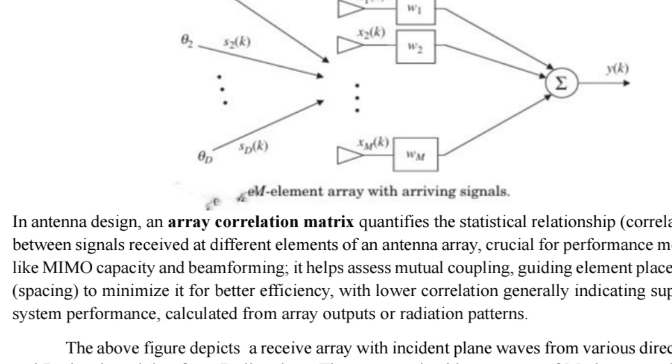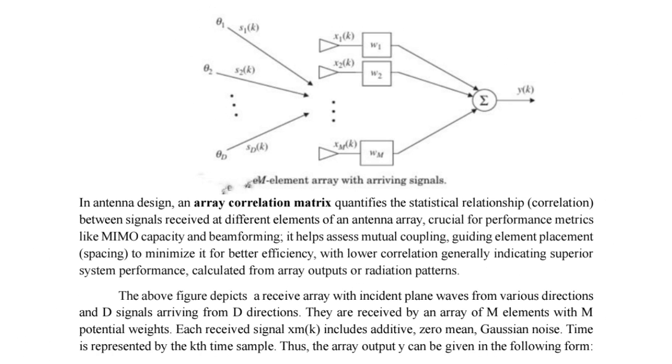In antenna design, the array correlation matrix quantifies the statistical relationship between signals received at different elements of an antenna array, crucial for performance metrics like MIMO capacity and beamforming. It helps with mutual coupling, and also guides element placement and spacing to minimize it for better efficiency with low correlation, and also improves the system performance. So we can calculate the array output and radiation pattern also.